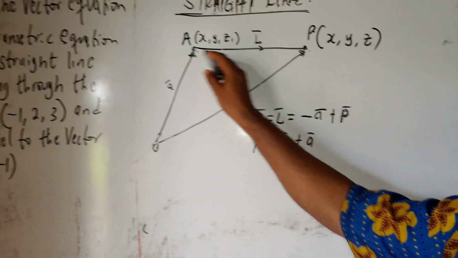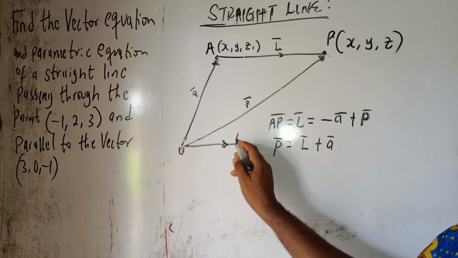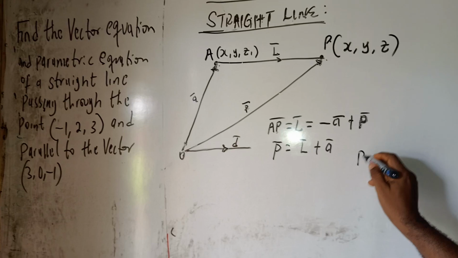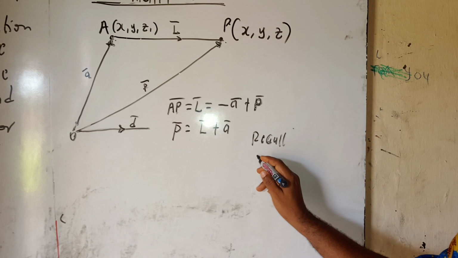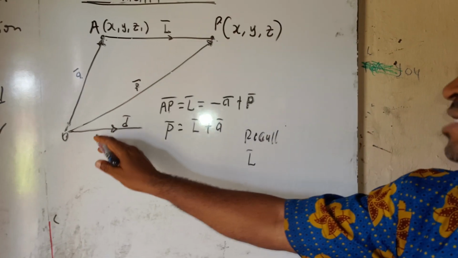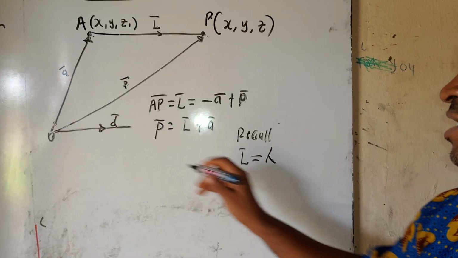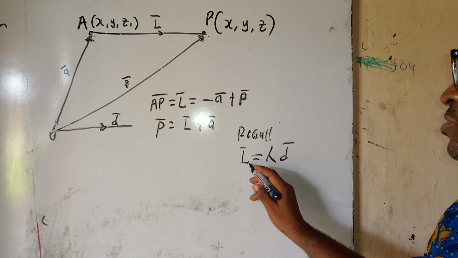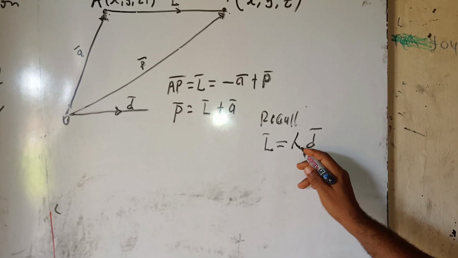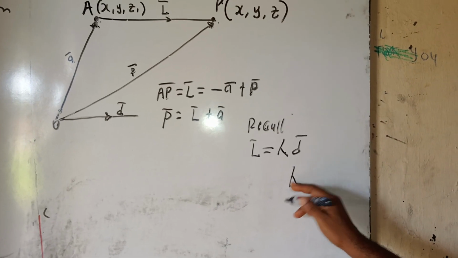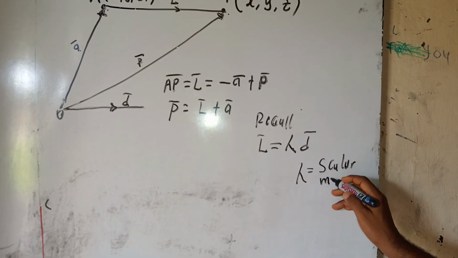Now, let's assume that this line is parallel to an arbitrary vector. Let's call it vector D. Now, recall that when two vectors are parallel, like this vector L for that line, parallel to this line, the relationship between them will be scalar multiplication of this second vector. That's D. So I'm going to replace vector L with this scalar multiplication of vector D. So this particular symbol, the lambda in physics, in this case is called scalar multiplication.